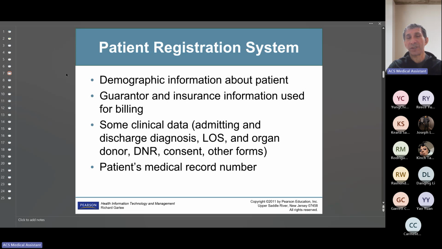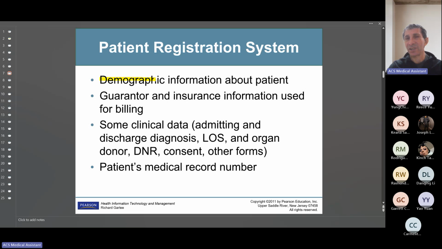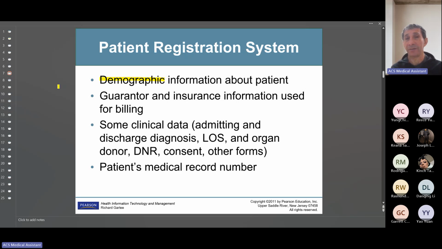So remember, with the registration, we're gonna have the patient's demographics. I already told you, whenever they ask you about demographic information, it is everything that has to do with the patient. Everything that is related to the patient. This is the administrative part. So again, not only the patient's information, but insurance information.